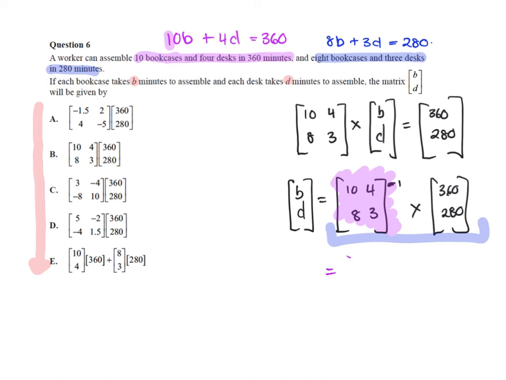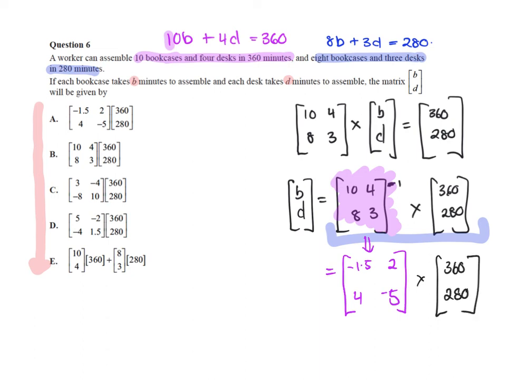Okay, so if I do this on my actual calculator, I get -1.5, 2, 4, and -5. That's what this inverse ends up looking like. And then I would still need to times it with the 360 and the 280. So is this set up anywhere on the page in the answers? A, good. So there's our answer, A. Okay? Alright, that was a multi-choice.